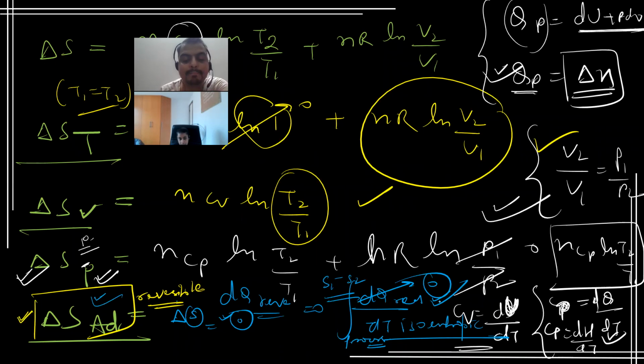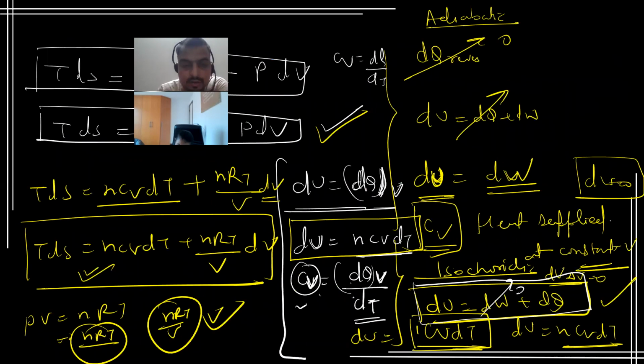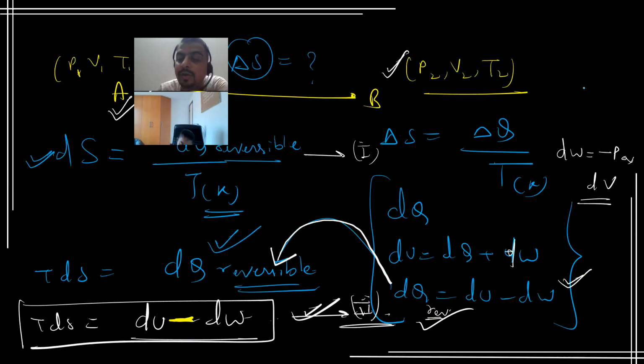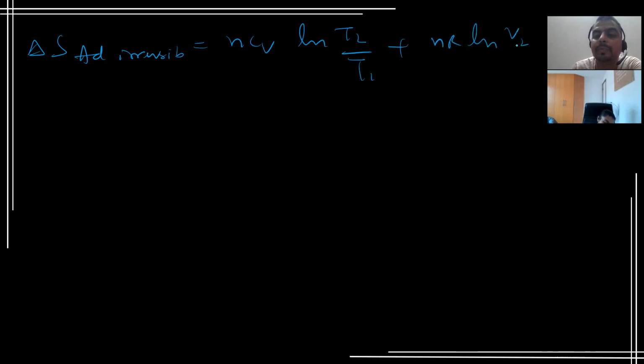Adiabatic processes are isoentropic. But here is the catch: I told you adiabatic reversible, not adiabatic irreversible. Adiabatic irreversible is not isoentropic, because for the calculation of entropy we have put dq reversible. dq reversible is 0 in the adiabatic reversible, but dq irreversible is not 0. So the adiabatic irreversible formula will be the same as what we have calculated. Delta S for adiabatic irreversible will be ncv ln T2 by T1 plus nR ln V2 by V1.